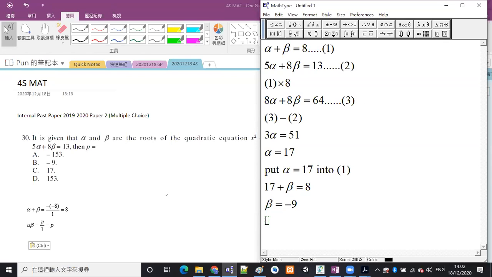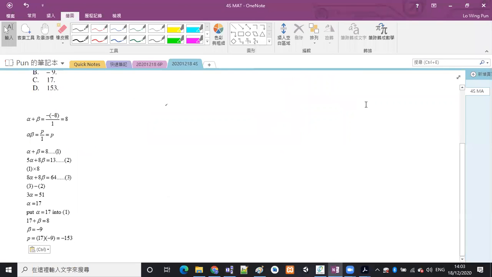Okay, finally, the question asks you to find the value of p. And then from our preparation, p will be equal to alpha times beta. So we have already found the values of alpha and beta. So we just calculate alpha times beta. And this should be equal to -153. Okay, so the answer is option A. Is that okay? Okay, so any more questions that you want me to talk about first?